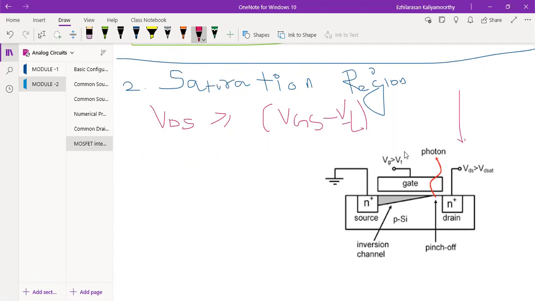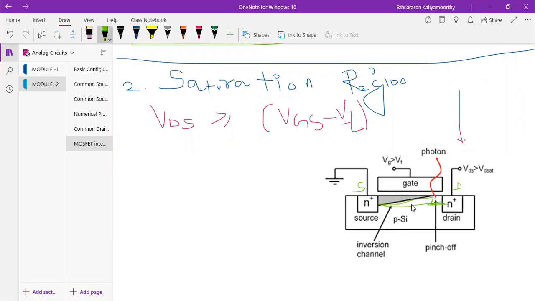What will happen? Normally, earlier the channel will be like this, correct? What happened next? The channel will be pinched off. The channel is pinched off, meaning the shape has changed. At the same time, you can see the channel is pinched off here. So there will not be any flow of current from drain to source here. It will pinch off at which end? It's at the drain end. This is drain, this is source. The channel is pinched off at the drain end.